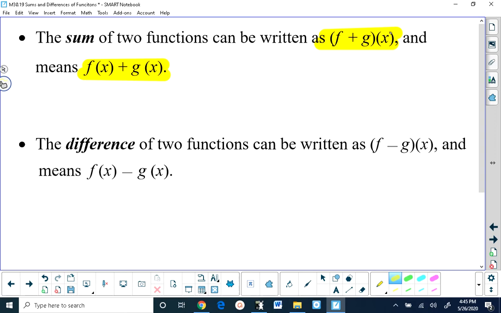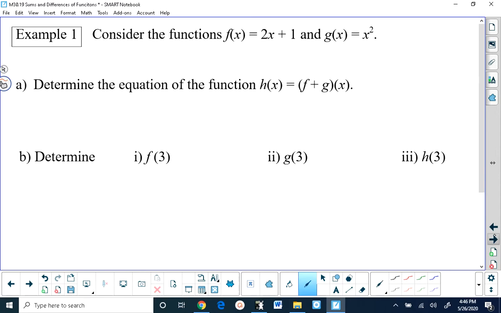When you see a difference of two functions, it's written using this notation, which is pronounced f minus g of x. And what that means is f of x minus g of x. Now keep in mind these are functions we are adding or subtracting. And functions can be thought of either as graphs or equations. So we can be adding graphs or subtracting graphs, whatever that means, and we'll get to that. Or we can be adding equations and subtracting equations.